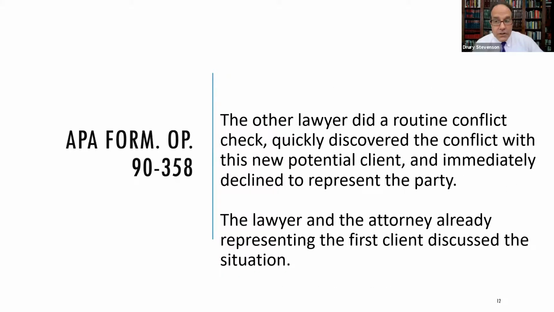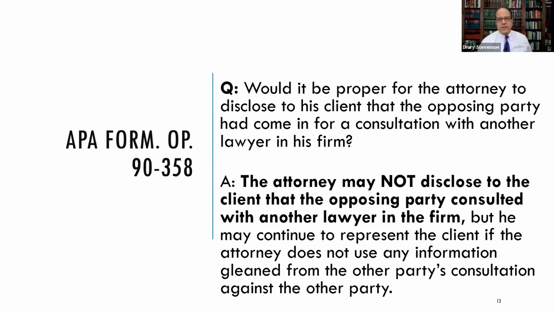So they came in and they said, I want to sue Greenacre, and you're already representing Greenacre, right? And so they don't really say much else except I want to sue Greenacre in this breach of contract claim, and it's another lawyer. So the other lawyer does a routine conflict check, quickly discovers a conflict with this new potential client, and immediately declines to represent Redacre, who came in and is the opposing party from Greenacre, whom you already represent. So the lawyer and the attorney already representing the first client discuss the situation. And so the question is, is it proper for the attorney to disclose to the client, Greenacre, that the opposing party had come in for a consultation with another lawyer in the firm?